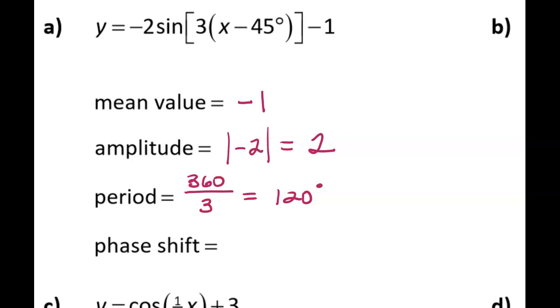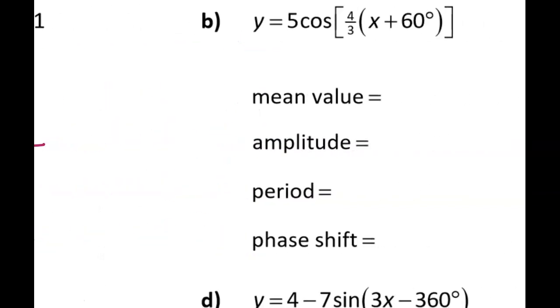I think of it this way, that 3 inside of the sine function, the coefficient of the x, that's making it go 3 times as fast, which means that its cycle is reduced by a factor of 3. And then finally, the phase shift is +45. The thing to keep in mind here is the phase shift is the number that is subtracted from x. So if you have x minus 45, the phase shift is 45. If it were x plus 45, the phase shift would be -45. All right, let's take a look at another one.